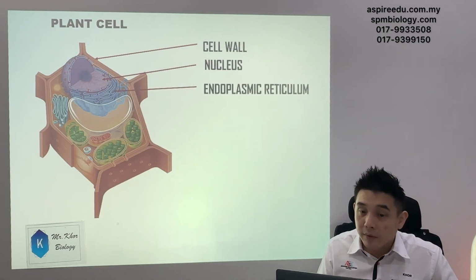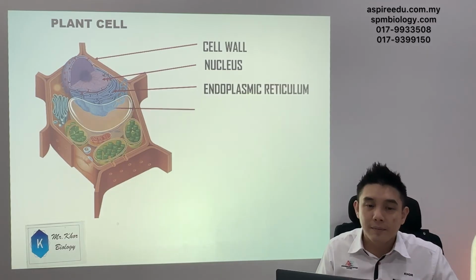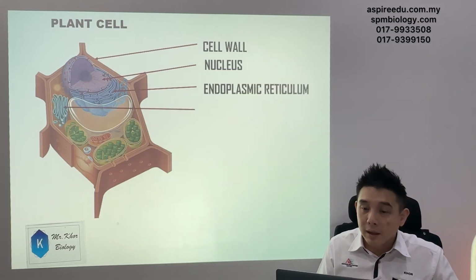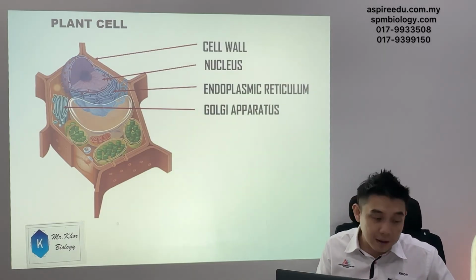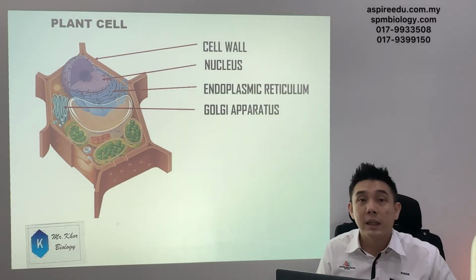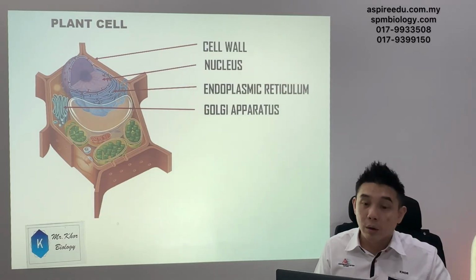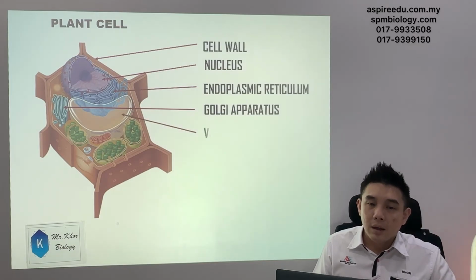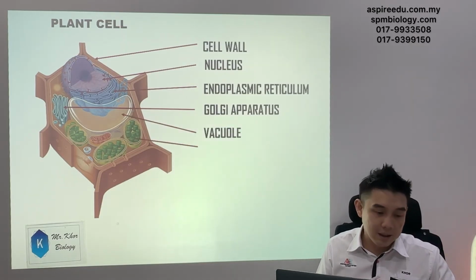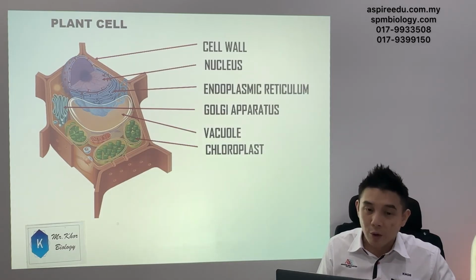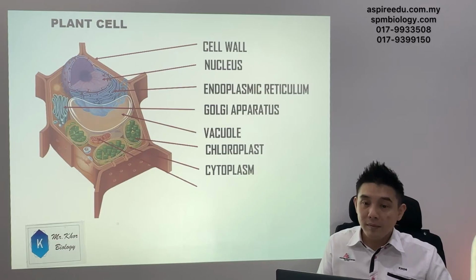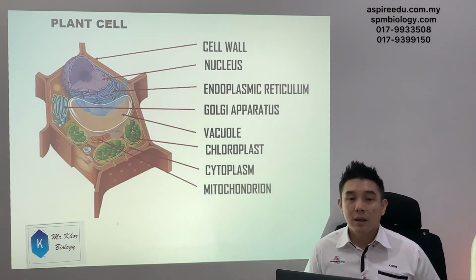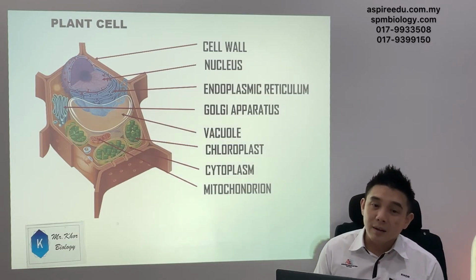Guys, this is actually rough ER. How about this? This is not smooth ER, but instead this is Golgi apparatus. Later, I'll teach you how to differentiate smooth, rough, and also Golgi. Vacuole, chloroplast, and cytoplasm. Last one, your turn. Mitochondria. Okay. So guys, learning bio has to be like this.